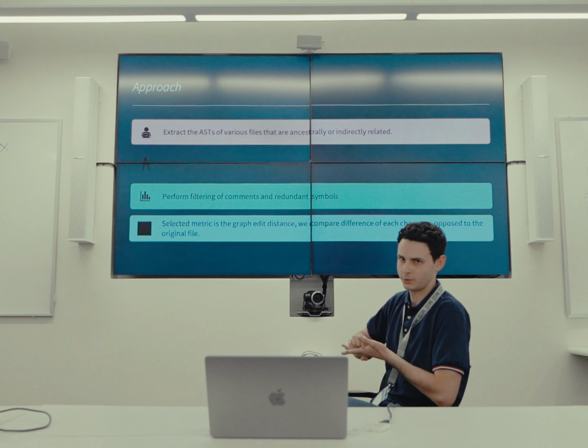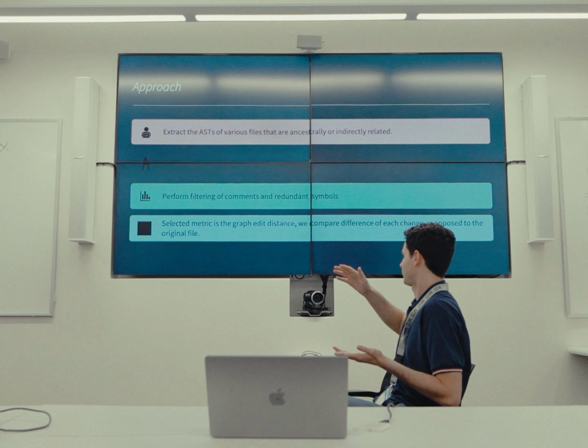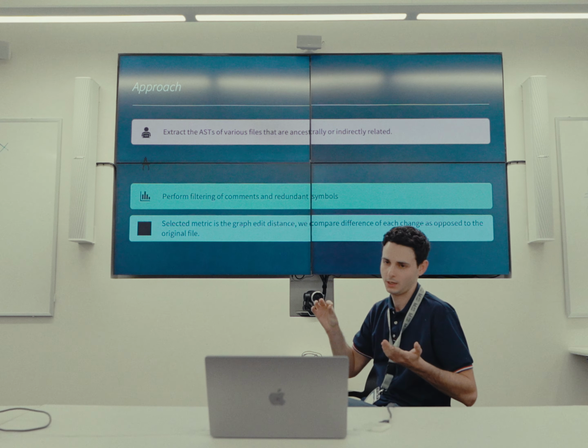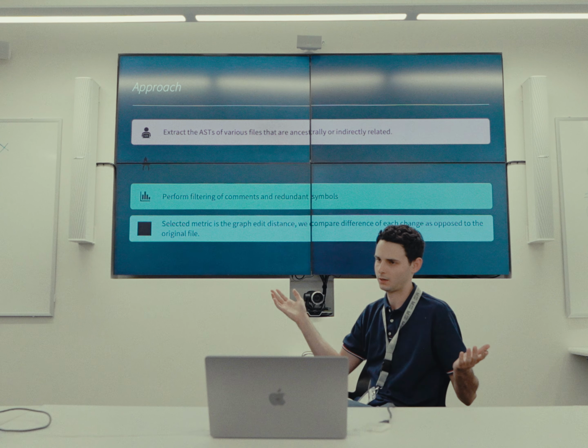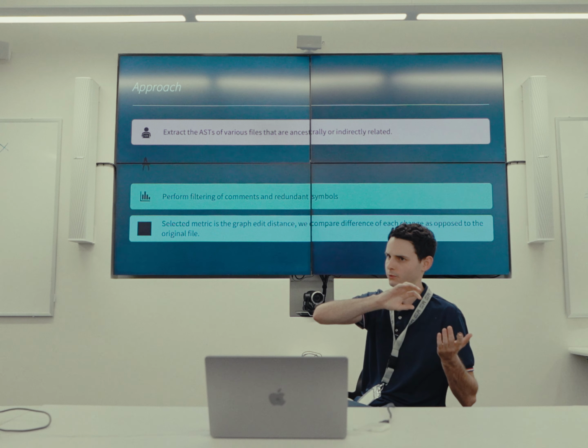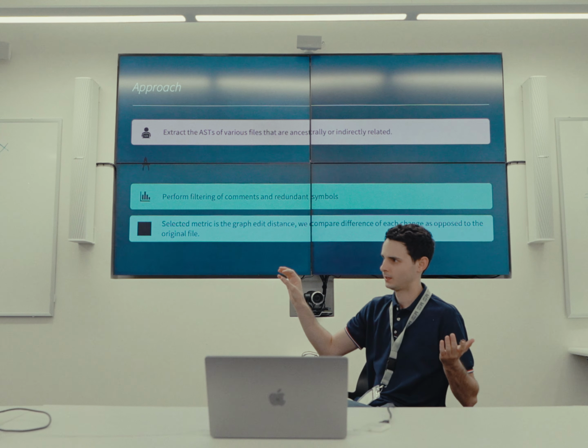Then we need a metric to compare these graphs that we've extracted. So what I've used is the graph edit distance. Essentially, when we have two graphs, what kind of changes do we need to make on one of them in order to make it into the other?